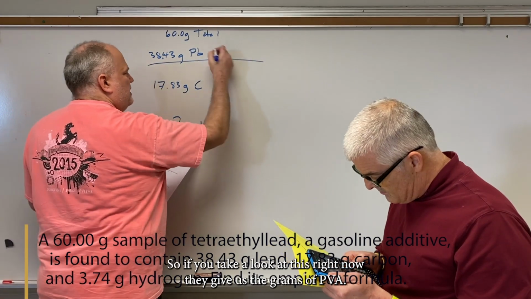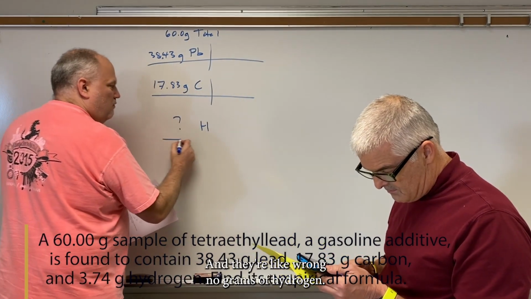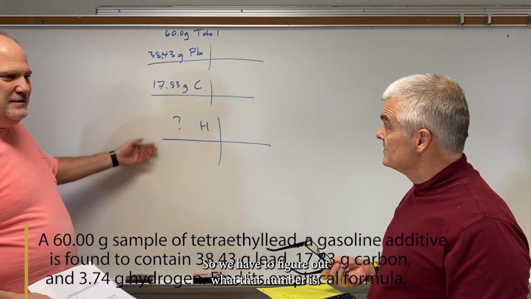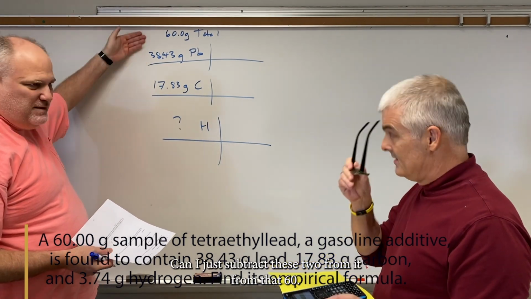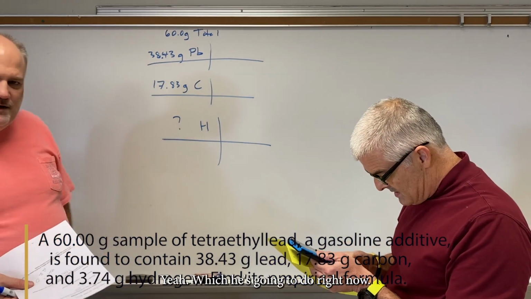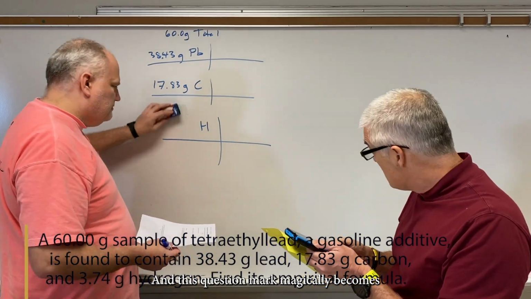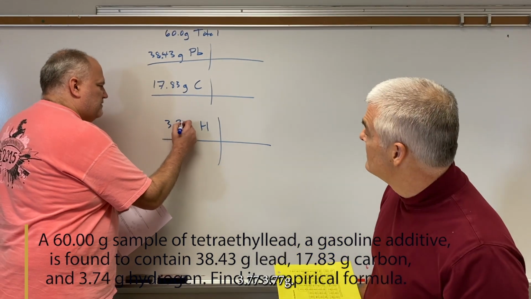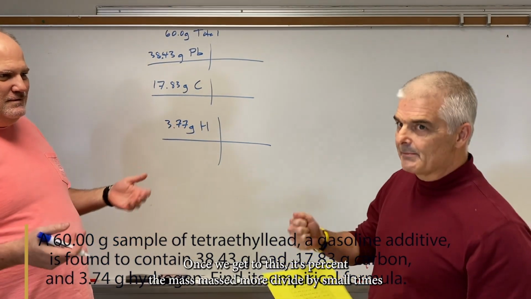So if you take a look at this right now, they give us the grams of Pb, they gave us the grams of carbon, and they're like, "Raw, no grams of hydrogen." So we have to figure out what that number is. But if we know the total is 60, can we subtract these two from that 60? Yeah. Which he's going to do right now. And this question mark magically becomes 3.77 grams.